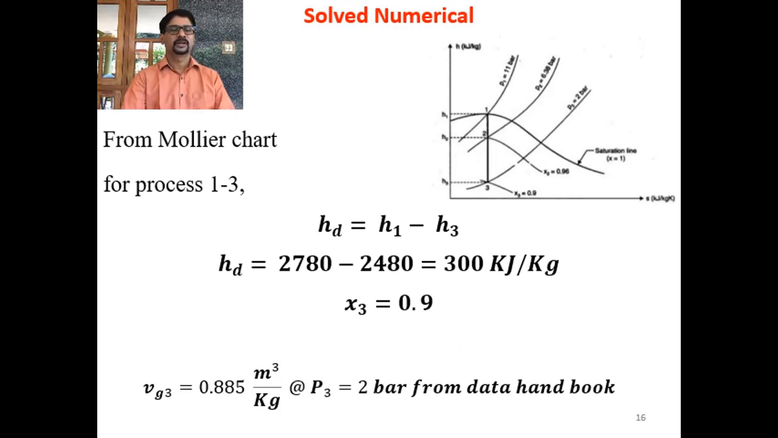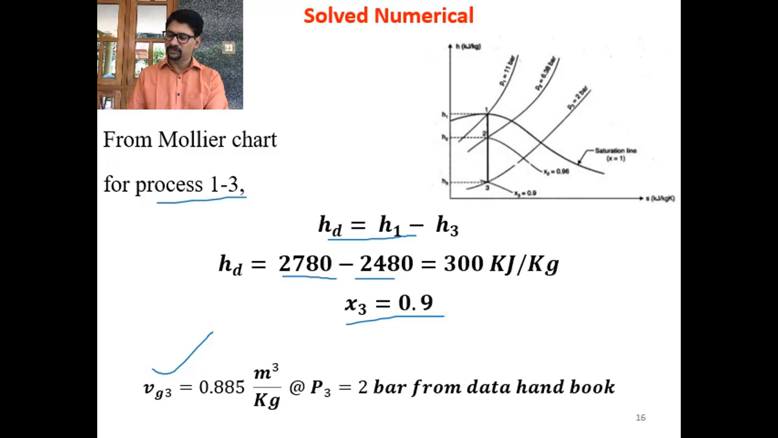Similarly, let us find out the enthalpy drop between section 1 and 3. So hd is equal to h1 minus h3. h1 is the same 2780, but h3 at point 3 from the Mollier chart is 2480. So the difference is 300 kilojoules per kg, and the dryness fraction at point 3, x3, is 0.9. So once again note down Vg at 2 bar. From the steam table at a pressure of 2 bar, it is 0.8854 meter cube per kg. I have taken the first 3 digits, 0.885 meter cube per kg. This is from the data book.